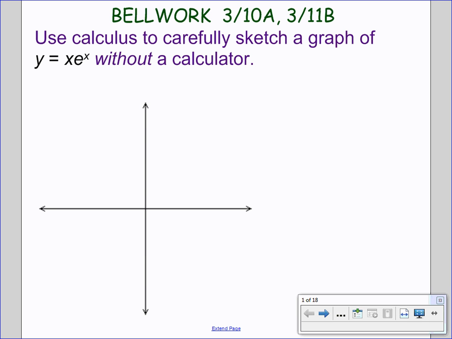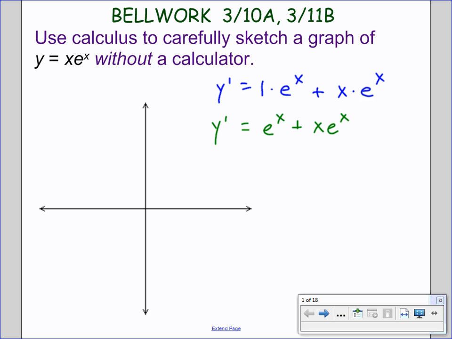But because x appears in more than one spot, it looks like I have to use the product rule when I go to differentiate this. So we'll differentiate term by term to generate my y prime. The derivative of the product of two functions is the derivative of the first function times the second function, plus the first function as is times the derivative of the second. So my y prime expression is going to be e to the x plus x e to the x.